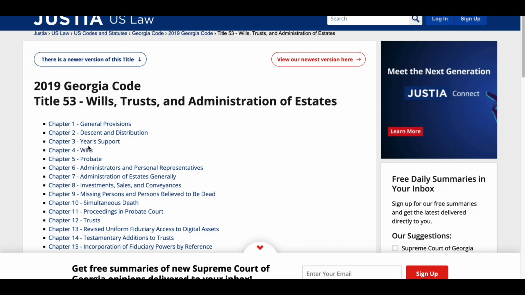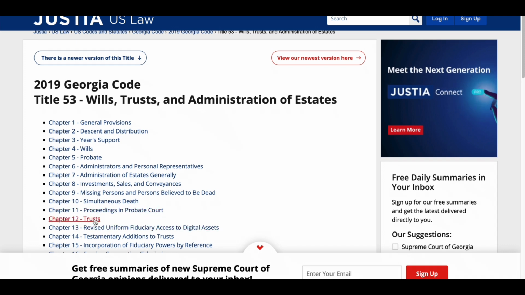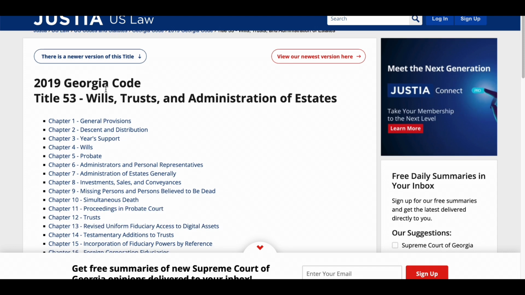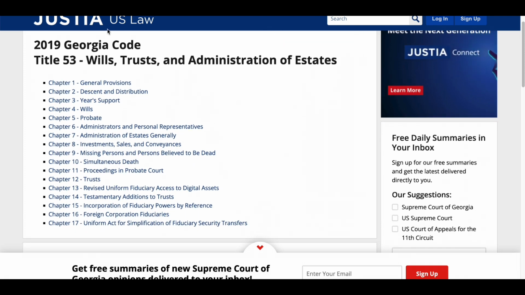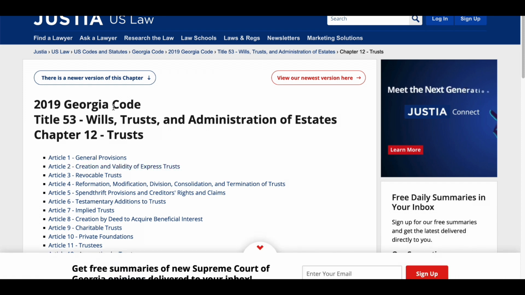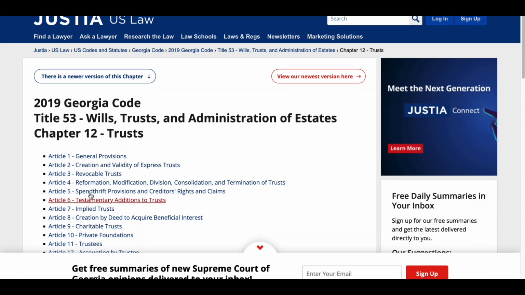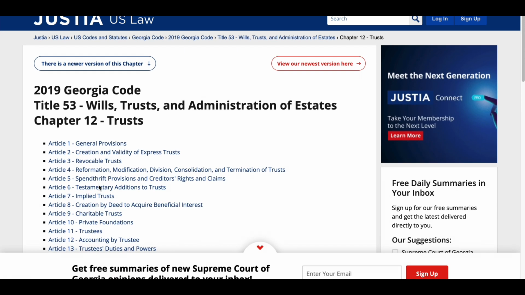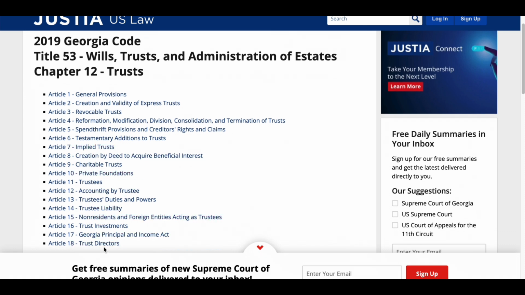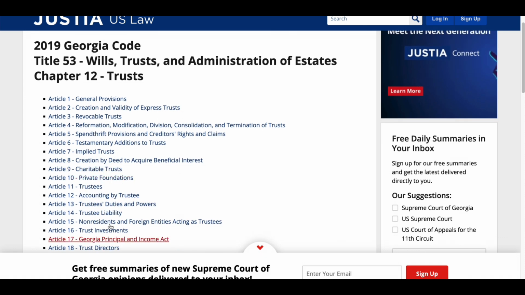Now, since I'm in Georgia, I'm using the Georgia codes. This is why I tell y'all you still can read the codes. The codes tell you how to play the game pretty much. Trust. You see the different types of trust right here. It covers everything concerning trust.